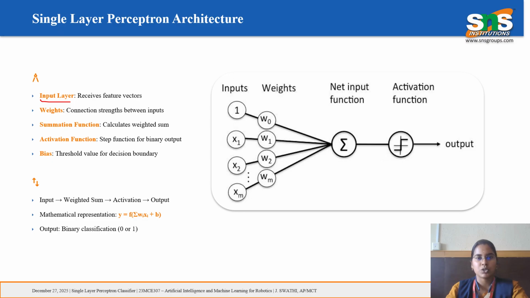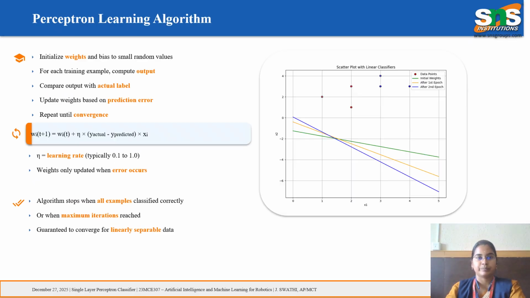And we have the input layer, which receives the feature vectors, and we have the weights, which connect the strengths between the inputs, and the summation function calculates the weighted sum, and the activation function uses the step function for binary output, and bias is nothing but the threshold value for the decision boundary. And finally you can see it is calculated using y is equal to a function of the summation of weight times input plus bias. So in binary classification, we find the output is either 0 or 1. This is the basic single layer perceptron architecture.